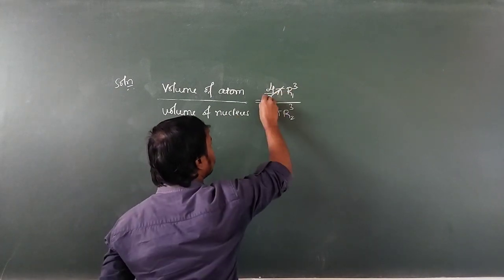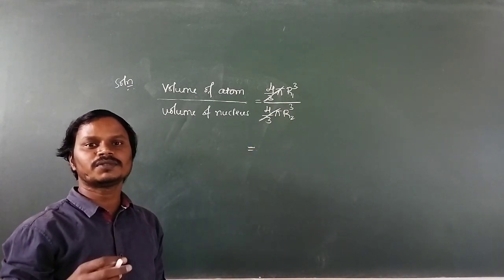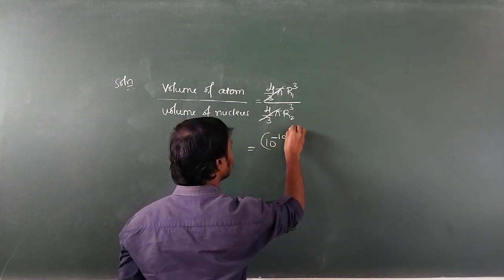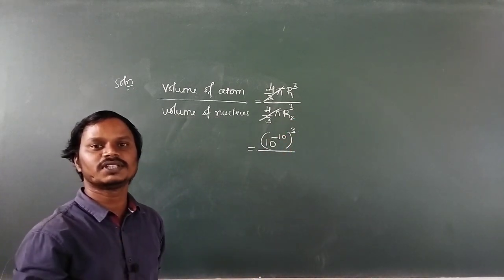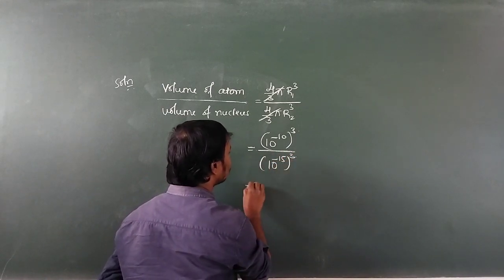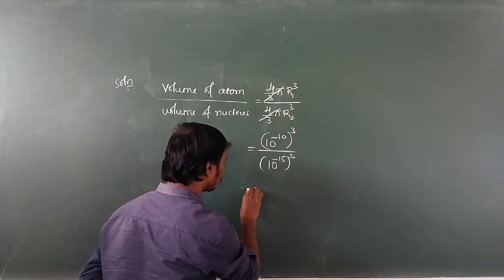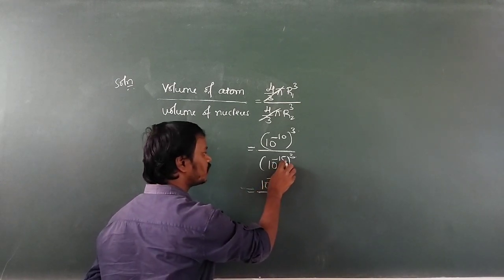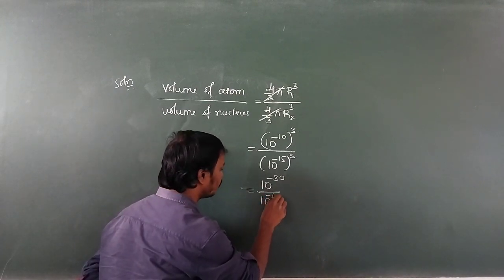Now 4 by 3 pi gets cancelled. So the radius of the atom is in the order of 10 to the power of minus 10, cubed, divided by the radius of the nucleus, which is in the order of 10 to the power of minus 15, cubed. So 10 to the power of minus 10 cube is 10 to the power of minus 30, divided by 10 to the power of minus 15 cube, which is 10 to the power of minus 45.